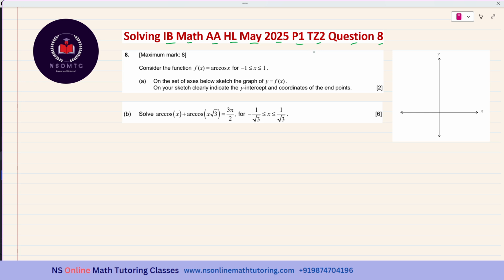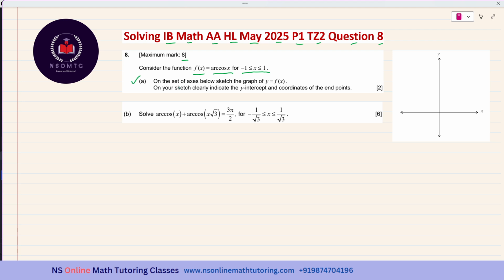So without any further delay, let us start to solve this question number 8. The maximum mark is 8. Consider the function f of x equal to arccos of x for x greater than or equal to -1 but less than or equal to +1.